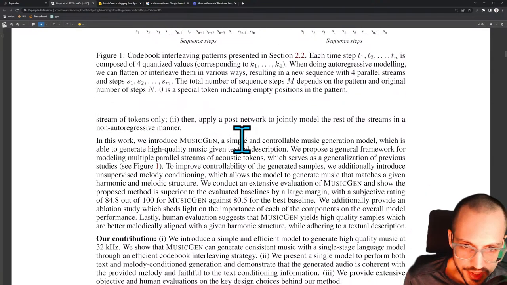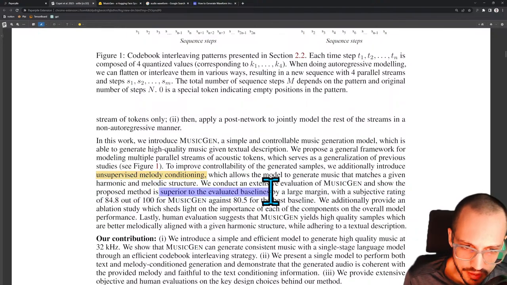In this work, we introduce MusicGen, a simple and controllable music generation model, which is able to generate high-quality music given textual description. We propose a general framework for modeling multiple parallel streams of acoustic tokens, which serve as a generalization of previous studies. We additionally introduce unsupervised melody conditioning, which allows the model to generate music that matches a given harmonic and melodic structure.